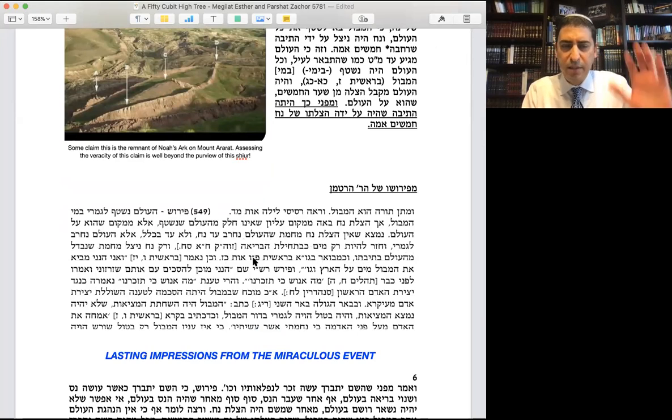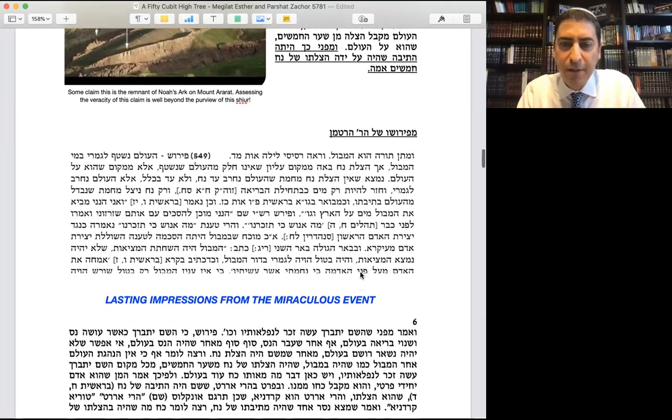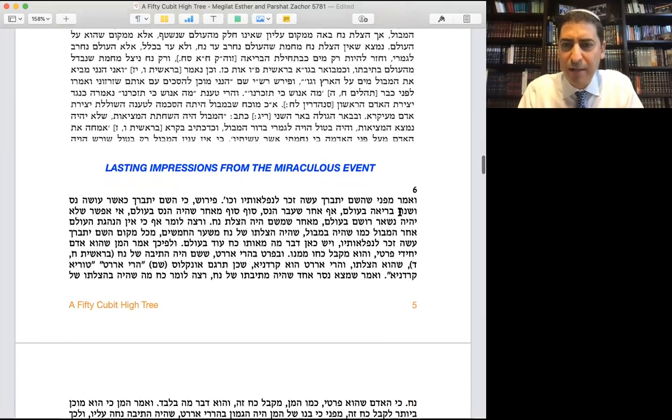This is also what the Maharal writes in his commentary on Chumash in the Gur Aryeh. And he goes on to describe other examples of this, that what it means during the flood is that there is nothing left. The world has been collapsed. It's not just that it's underwater, it does not exist. And it's reconstituted afterward. So there's lasting impressions from this miraculous event.